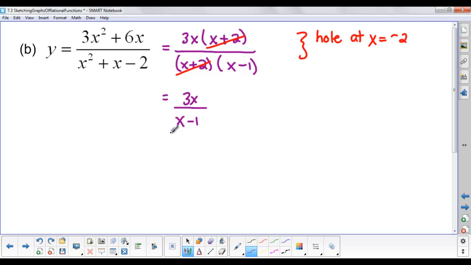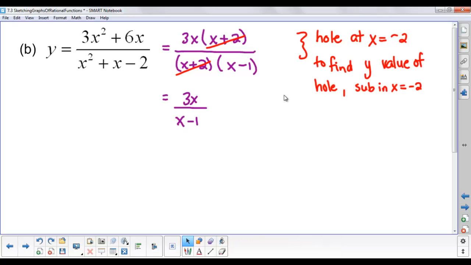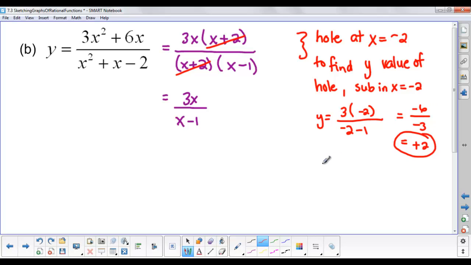But actually, before we go ahead and do that, we need to define where the hole is. The hole is a coordinate. It is a point on the graph, and it has both x and y values. So right now, we know that the hole has an x value of -2. So to find the y value of the hole, this time what we're going to do is sub in x equals -2 into the simplified version of the rational function here. So the y value of the hole would be... so we know that there will be a hole at (-2, 2). So that'll be something that we'll plot later on.